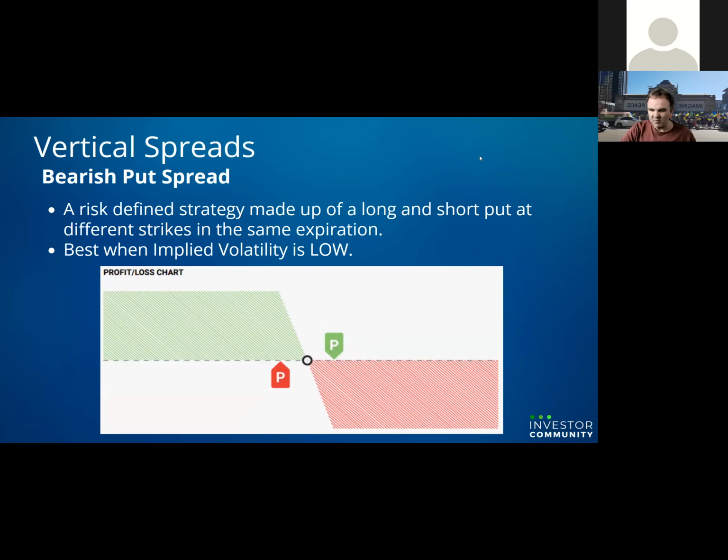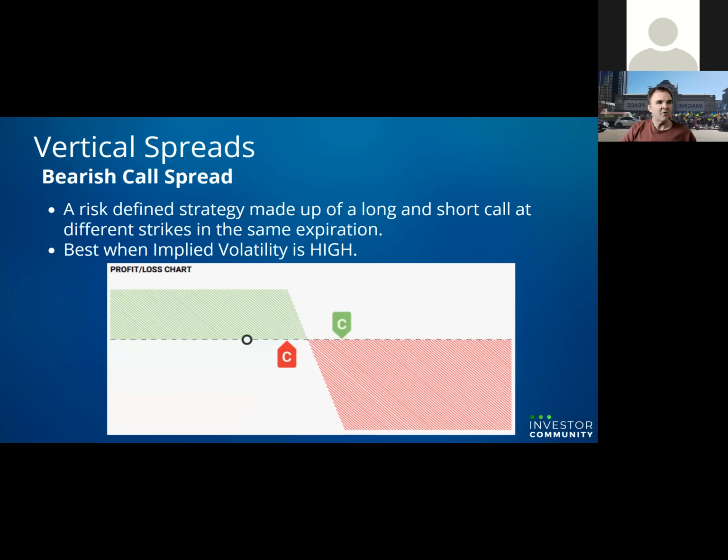All right, let's move on to the next one. So this is the bearish call spread. Now it is a risk-defined strategy made up of a long and a short call at different strikes in the same expiration. This is best when implied volatility is high, because we are net short on this position. And that's a great way to capture premium when volatility is high.